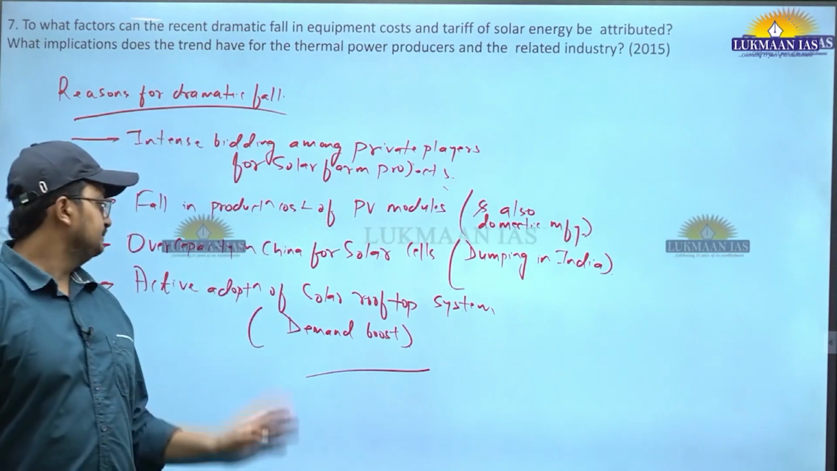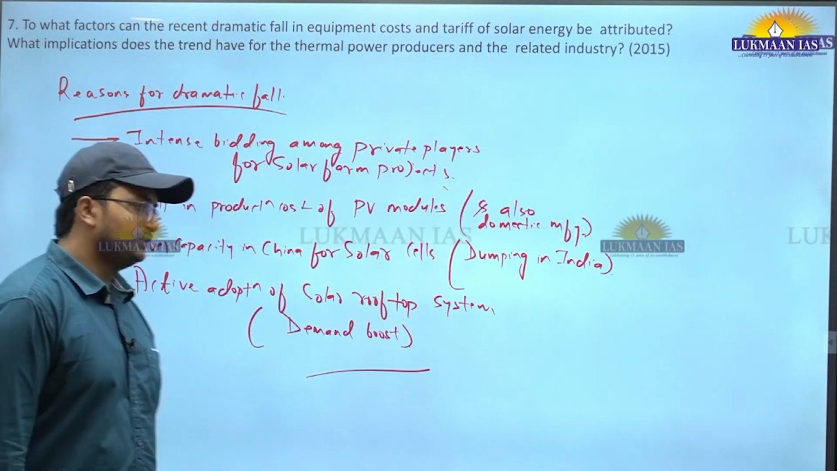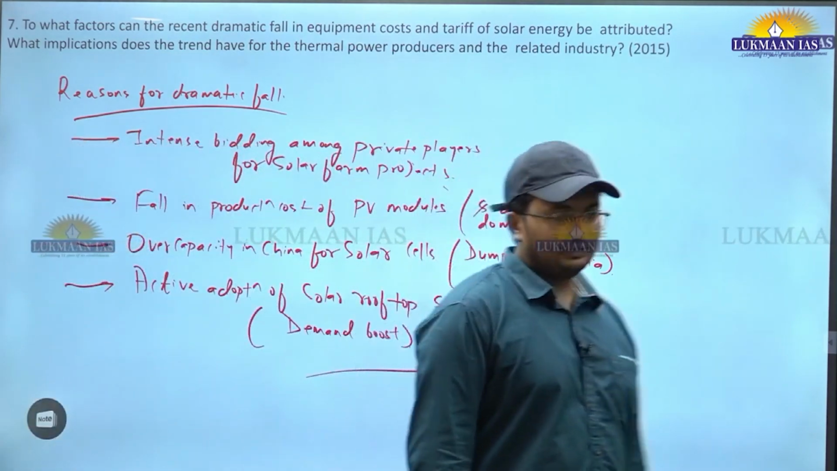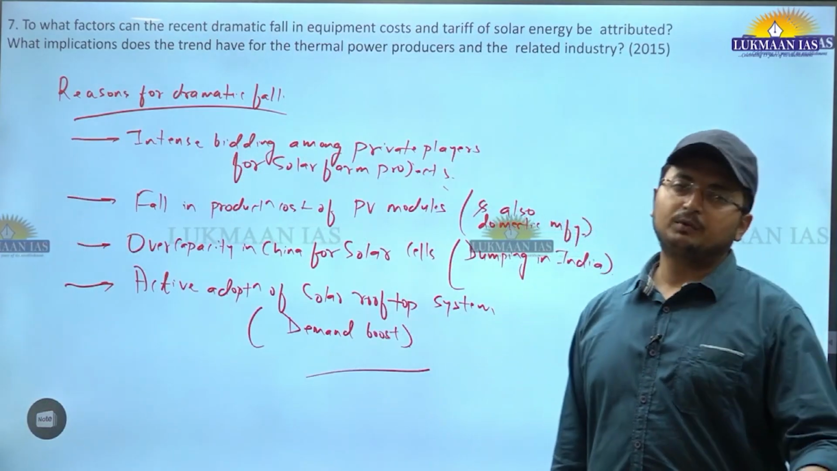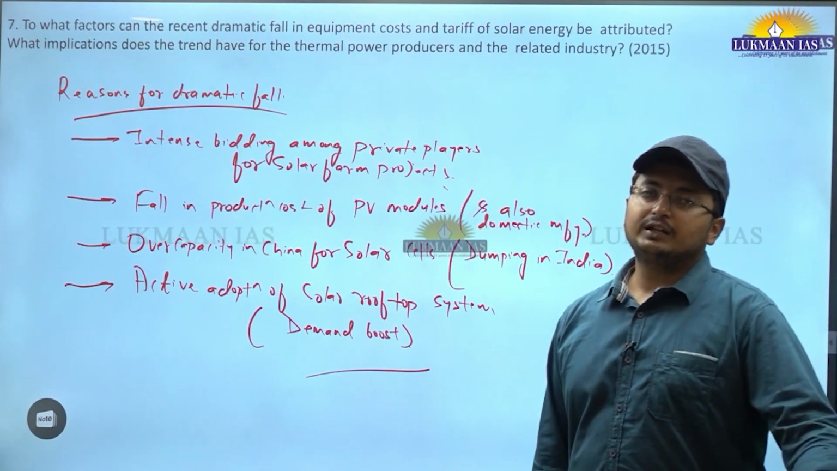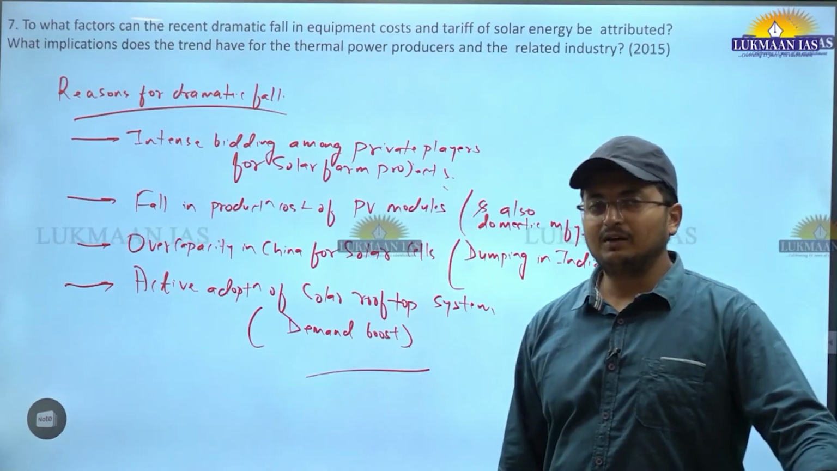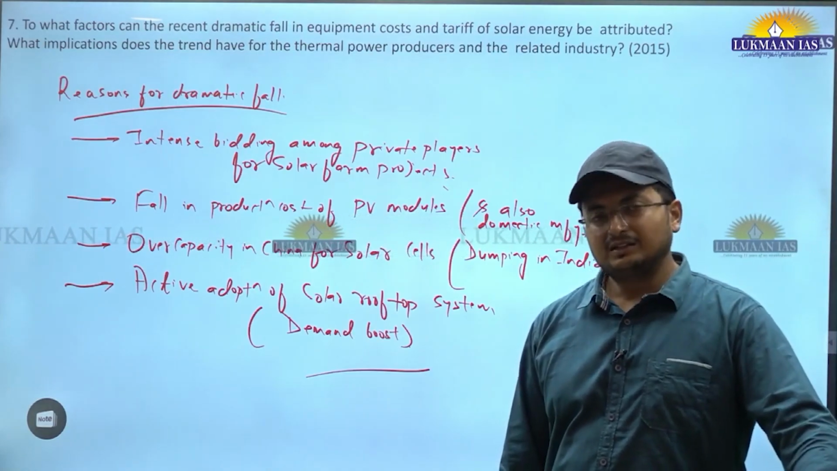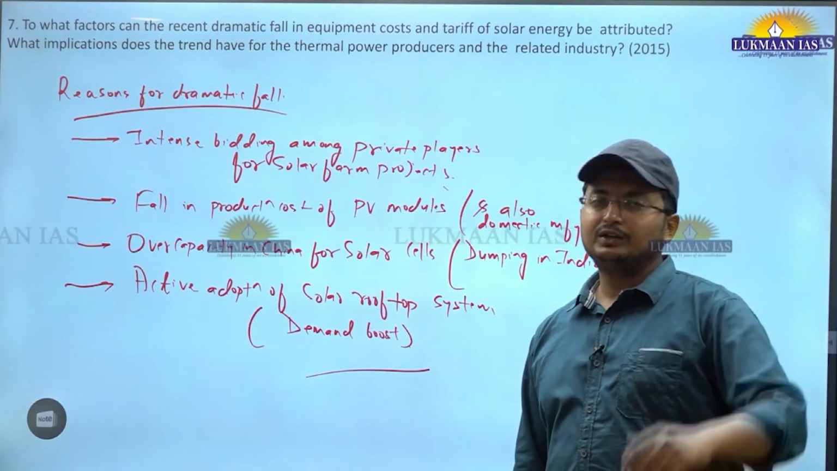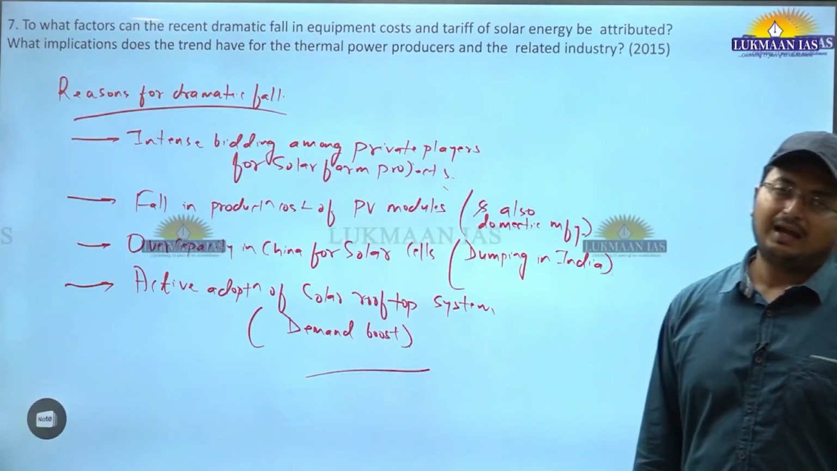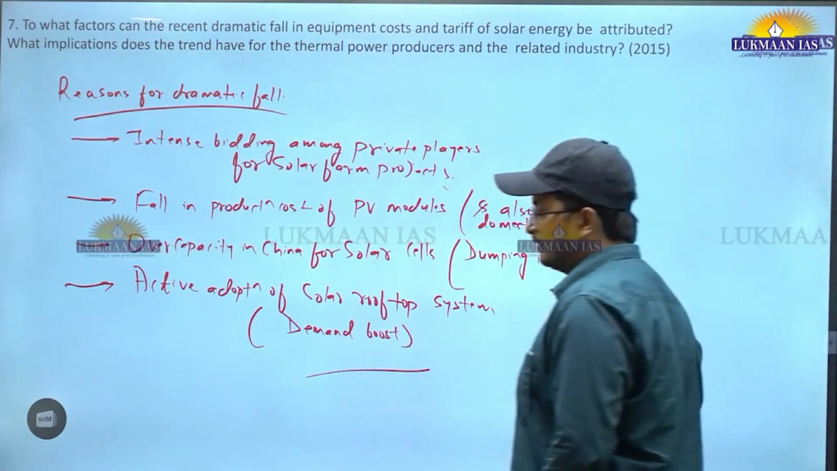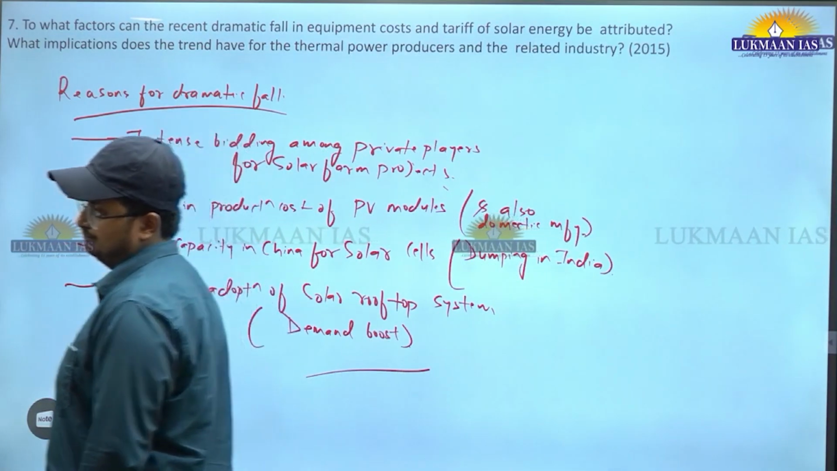Third is overcapacity in China. So China is now slowing down. We know that the solar PV module manufacturing units are churning out PV modules. However, the demand for solar power is now tapering. Although it peaked in 2021, it is tapering down, and that is why they are now dumping these products at throwaway prices in India.